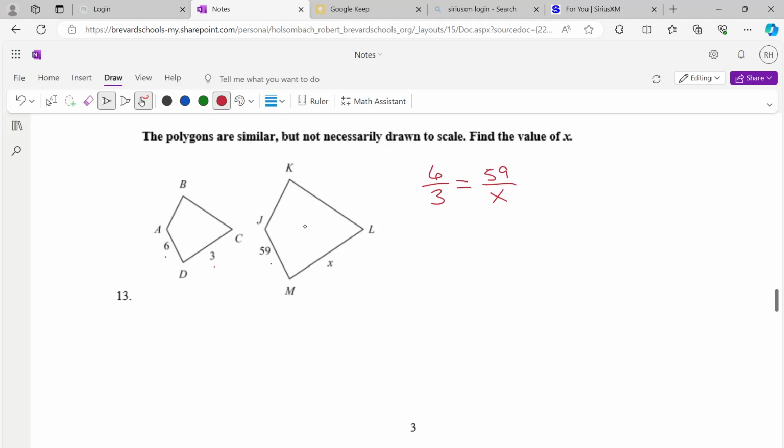All right, in this case, you can see with your eyes which sides correspond to which sides. All right, if one of these shapes was rotated or flipped, then you would have to be given a similarity statement so that you could use corresponding sides from the description. So 6 times x is 6x, and 3 times 59 is 177. Divide both sides by 6, and our x is equal to 29.5.